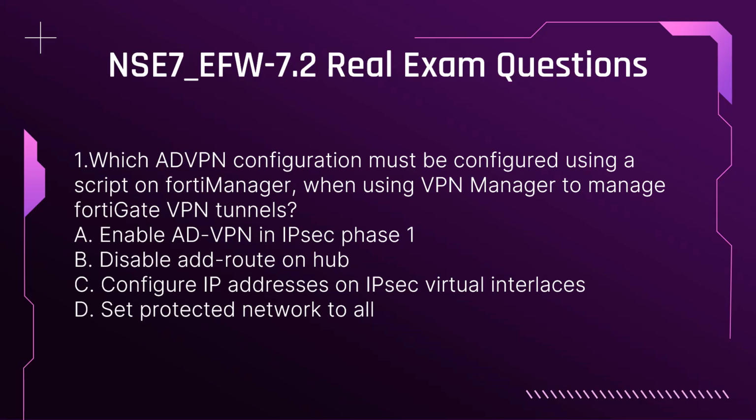1. Which ADVPN configuration must be configured using a script on FortiManager, when using VPN Manager to manage FortiGate VPN tunnels? A. Enable Add VPN in IPsec Phase 1. B. Disable Add Route on Hub. C. Configure IP addresses on IPsec virtual interfaces. D. Set Protected Network to All.